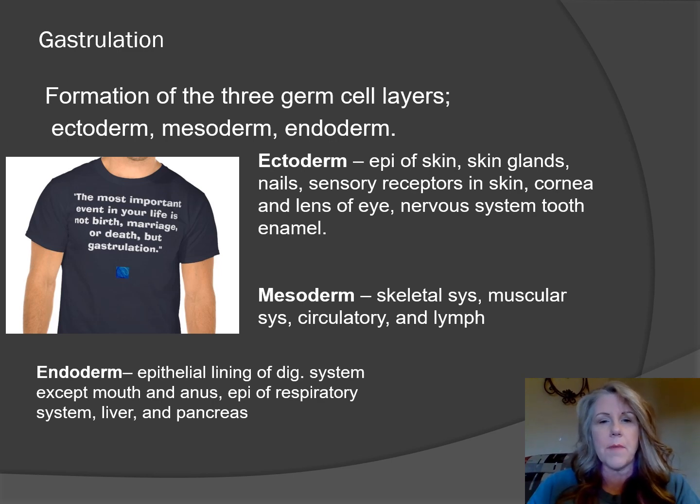Then we have the mesoderm. The meso meaning middle, the mesoderm gives rise to the skeletal system, the muscular system, the circulatory system, and the lymph. Then we have endoderm. Endoderm gives rise to the epithelial lining of the digestive system, except the mouth and the anus, the epithelial lining of the respiratory system, the liver, and the pancreas.